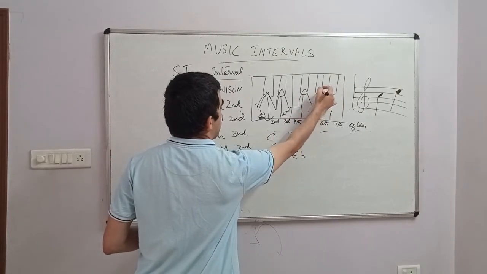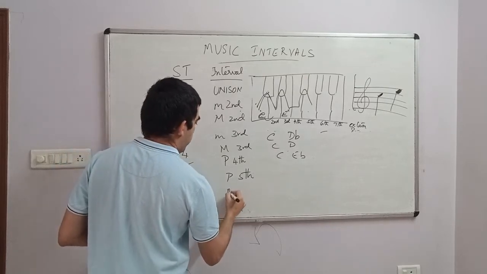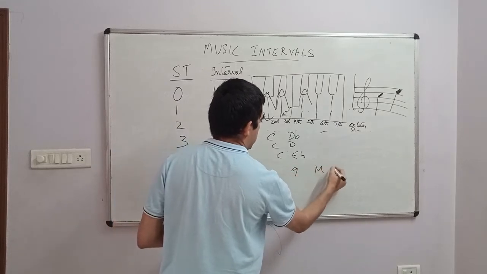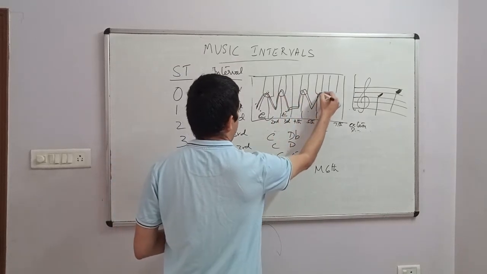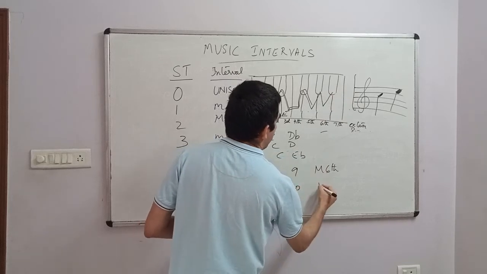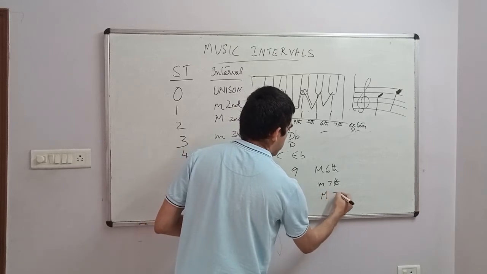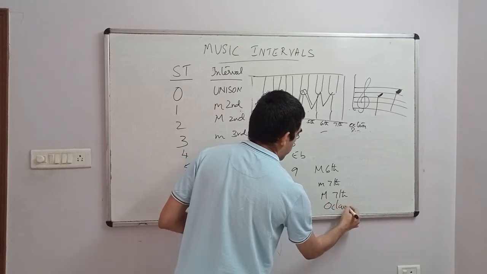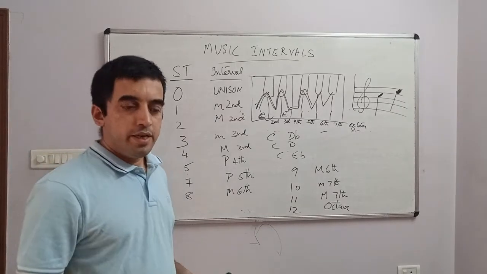In the same way, you go to 8 semitones, it will be a minor sixth. 9 semitones, major sixth. So 1, 2, 3, 4, 5, 6, 7, 8, 9. 10 semitones will be a minor seventh, 11 semitones will be a major seventh, and 12 semitones will be an octave. So this is the theory behind the intervals.